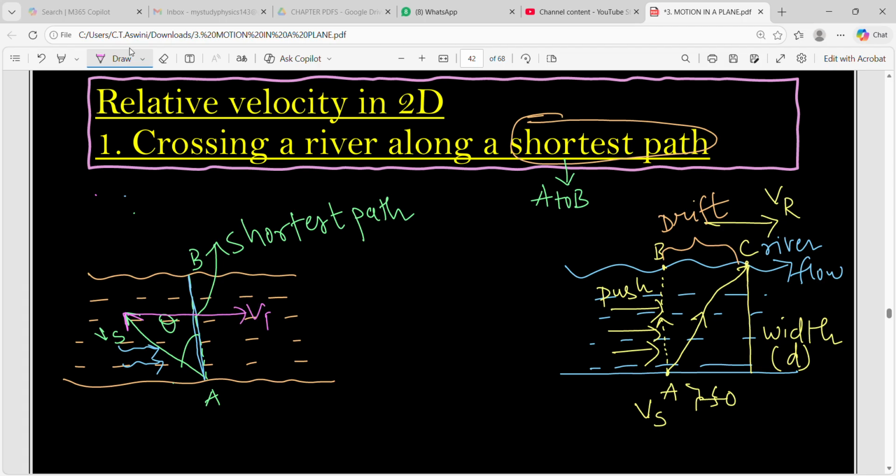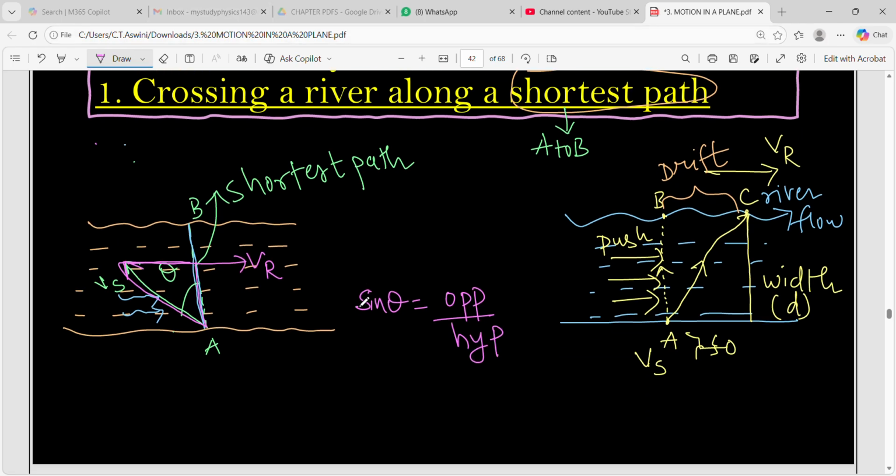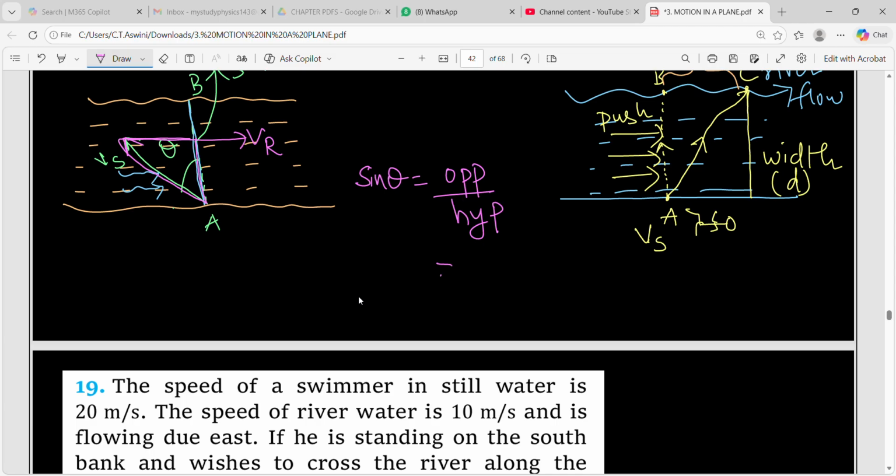Now we got a triangle here, a right angled triangle. Now if I take sine theta, what do we get? It's opposite by hypotenuse, right? What is the opposite side here? It's nothing but the velocity of the river. And what is the hypotenuse? Velocity of the swimmer. And what is this? This is sine theta. So sine theta is the velocity of the river by the velocity of the swimmer.